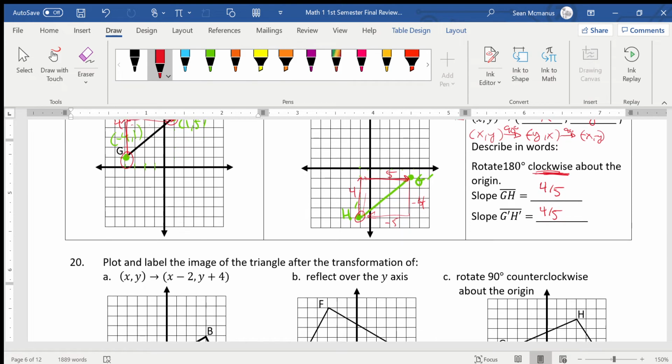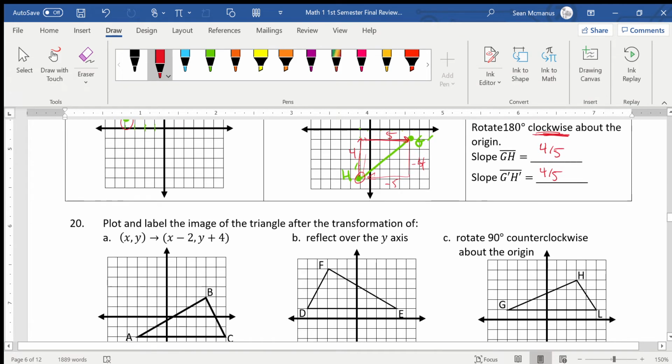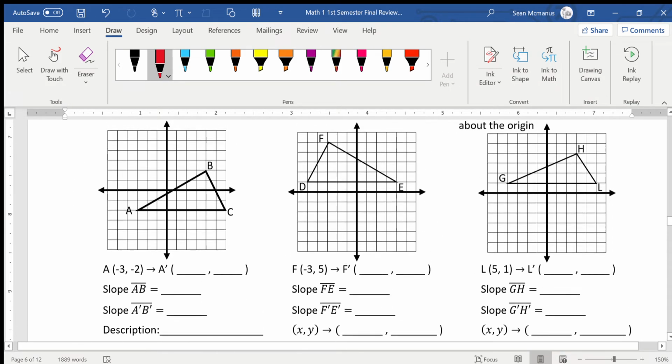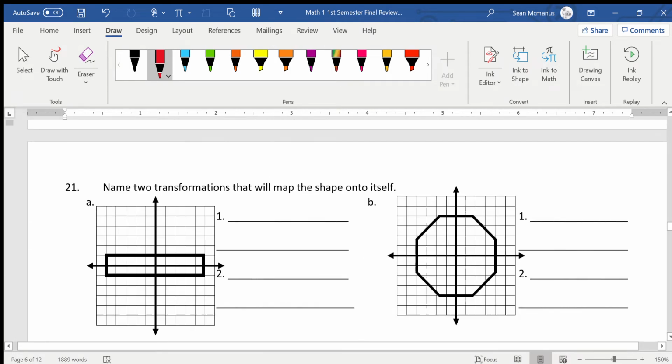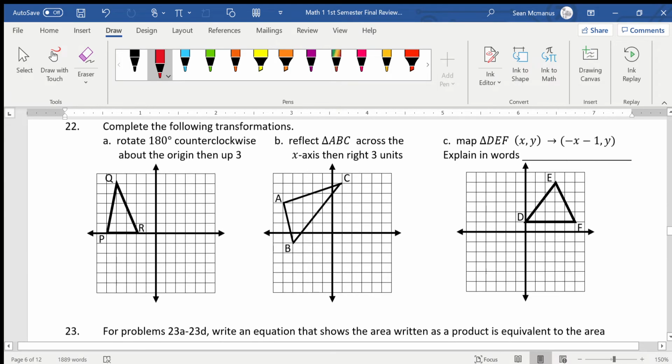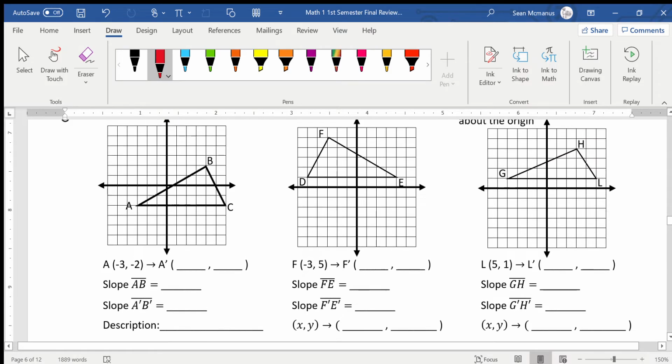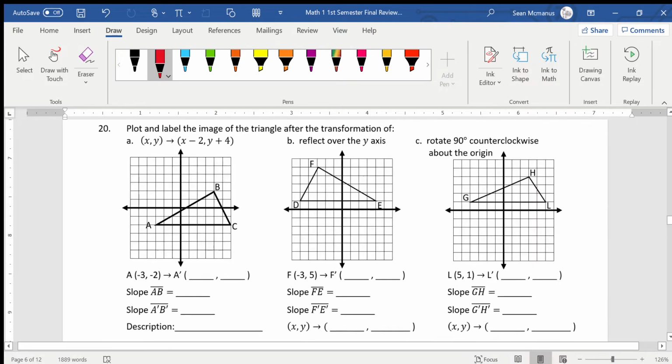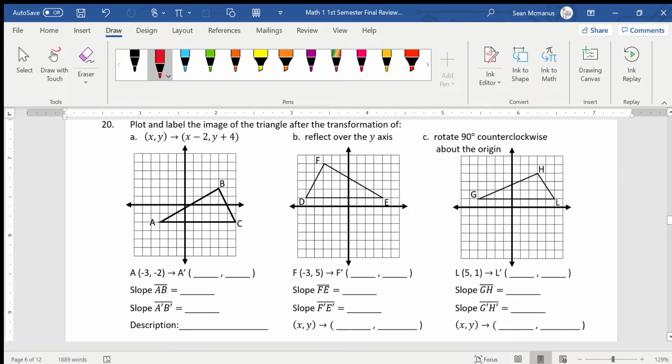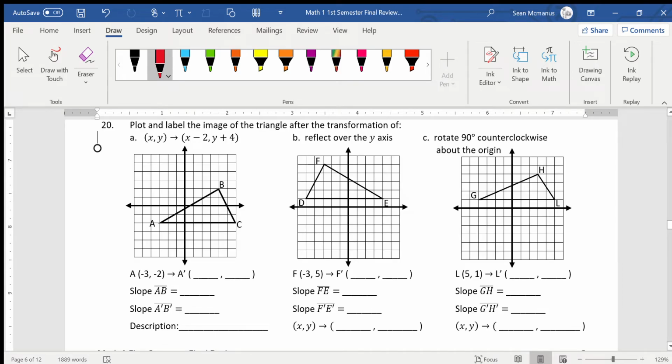All right, so number 20. We'll do number 20, and then maybe we'll see how it goes. 20, 21, we've got a whole bunch here. So number 20: plot and label the image of the triangle after the transformation.